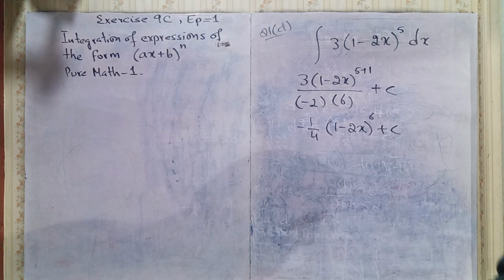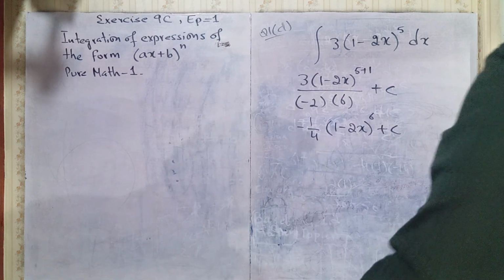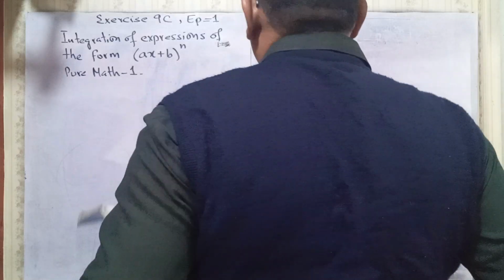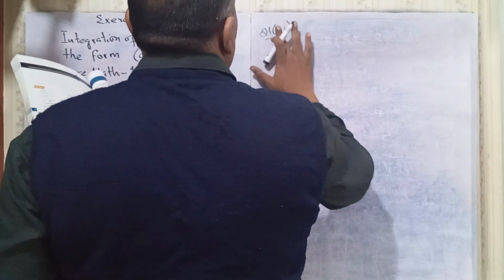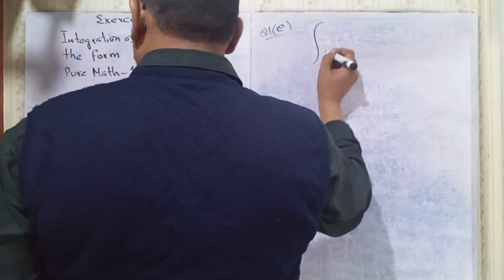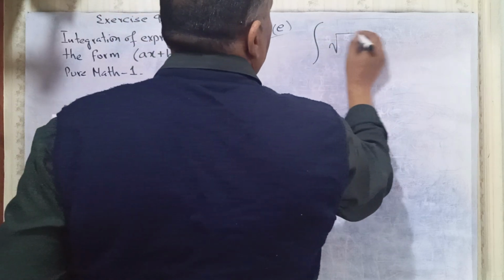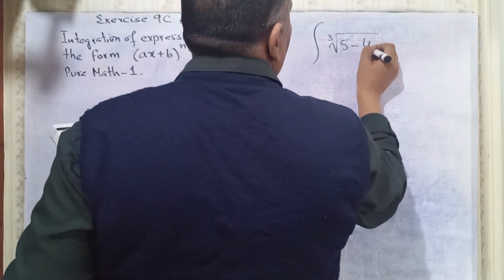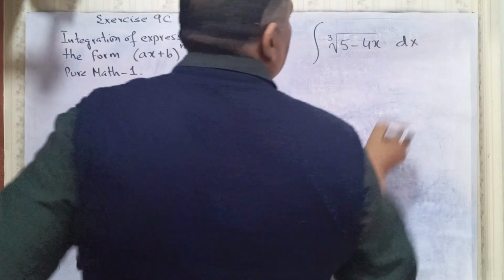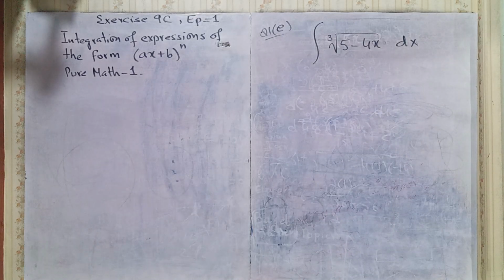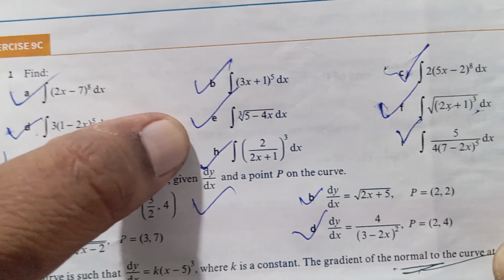So let's do the next part. That is question number 1 and its E part. It is the integration of the cube root of 5 minus 4x, d of x. So we are going to work on question number 1 and its E part.